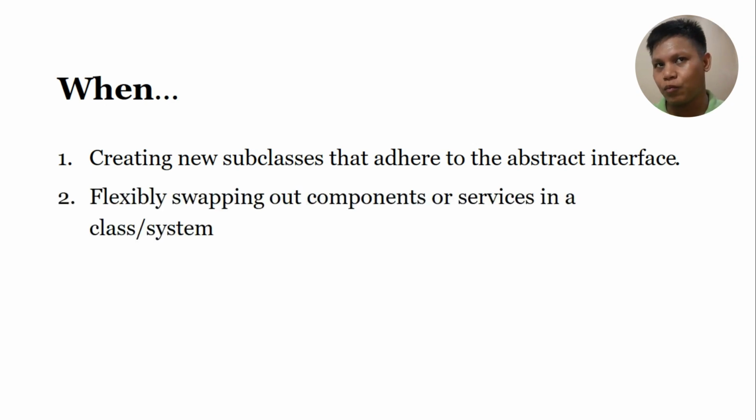Another reason when we should use abstraction is when we want to flexibly swap out the components in a class or system. Just like you saw earlier, the driver can switch between different car implementations, like from ElectricCar to SportsCar. And if ever we are going to add a new subclass, let's say SelfDrivingCar, it can also switch to that new subclass.